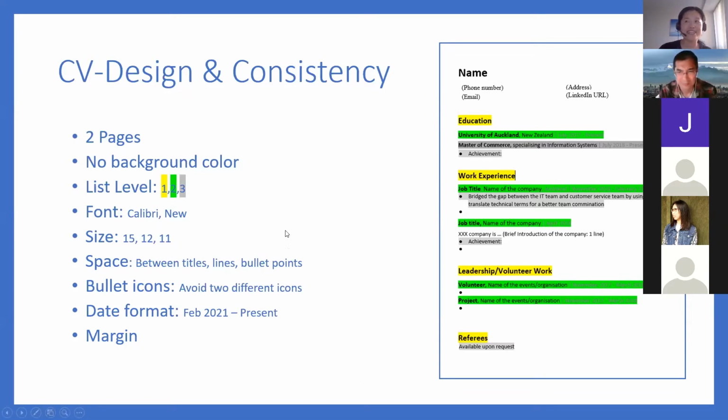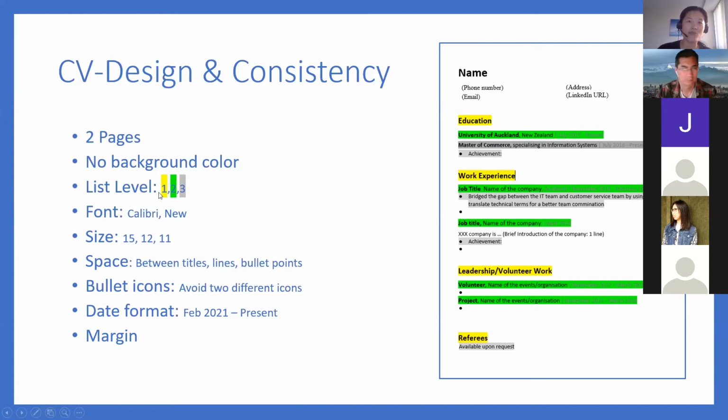This is actually not something necessary. A simple CV, 2 pages long, no background color, that's sufficient. And it's clean, it's simple. So the HR doesn't have to look around all the pages to find out which section is where. They can simply go through the CV page by page and they will find everything that they want to see.